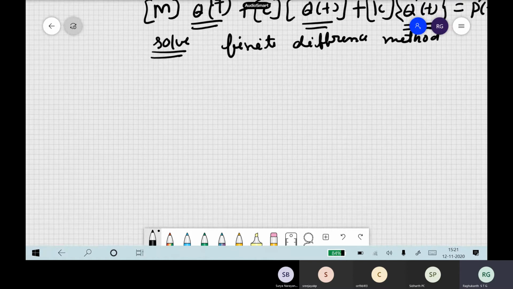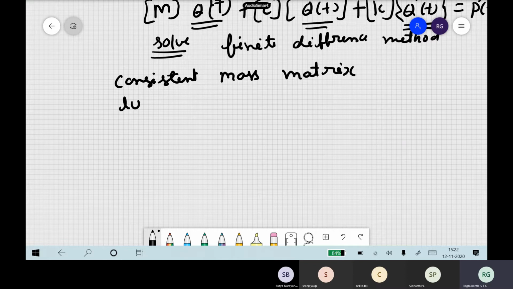Now here in dynamics, when you are doing FEM, there are two concepts. One is a consistent mass matrix, and then we have what we call the lumped mass matrix also. So two things are used actually.